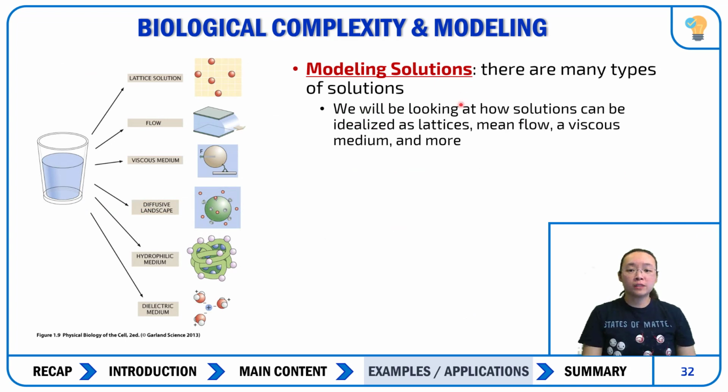Finally, we can also model solutions. So it can be represented as a lattice of discrete positions where solutes might exist. You can model it as a fluid with some sort of average flow. You can model it as a viscous medium that exerts drag force on anything that goes through it. You can also have a fluctuating environment, which gives rise to random motion in macromolecules. You can model it as a hydrophilic medium that dissolves polar molecules and repels oil-like molecules. You can also model it as a dielectric medium for electrochemical studies. So for us, we'll be focusing on the latter two over here, because our macromolecules are in some fluid at all times.